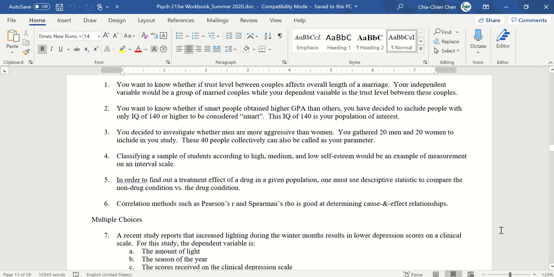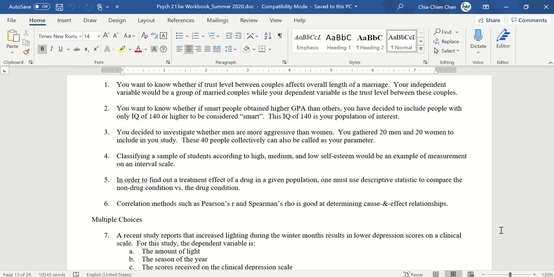Okay, number two, you want to know whether smart people obtain higher GPA than others. And you have decided to include people with only IQ of 140 or higher to be considered as smart. Okay, this IQ of 140 is your population of interest. Is this true or not? Now when you think about it, what is the population of interest? The population of interest would be basically pretty much everybody, every possible person in this case.